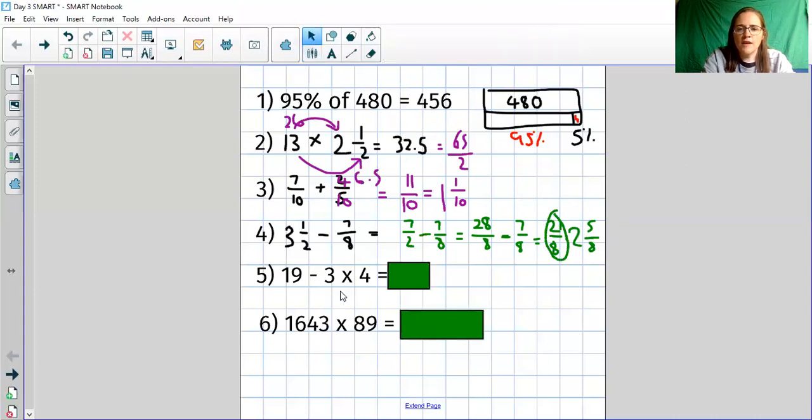Okay, number 5, you needed to do the multiplication first. So 3 times 4 is 12. 19 take away 12 leaves you with 7. And number 6, if you did a long multiplication, you should have got the answer 146,227.